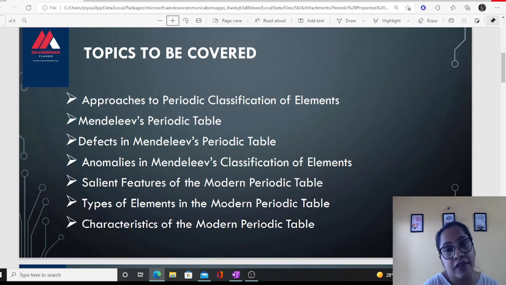Fine. Then we have to see the defects in Mendeleev's periodic table, जो काउंसिल में बहुत बार पूछे जाते हैं कि क्या ऐसा एक छोटा सा मेजर फ्लॉ था जिसकी वजह से पूरी पीरियोडिक टेबल हमारी गलत थी और उसको मॉडिफाई करना पड़ा. Then we have to see the salient features of the modern periodic table that was of course changed by Moseley. And then we have to see the types of elements in the periodic table and the characteristics of modern periodic table. Now, whenever we see the periodic table, it forms the basis not only of grade 10th and 9th, but also of higher grades.